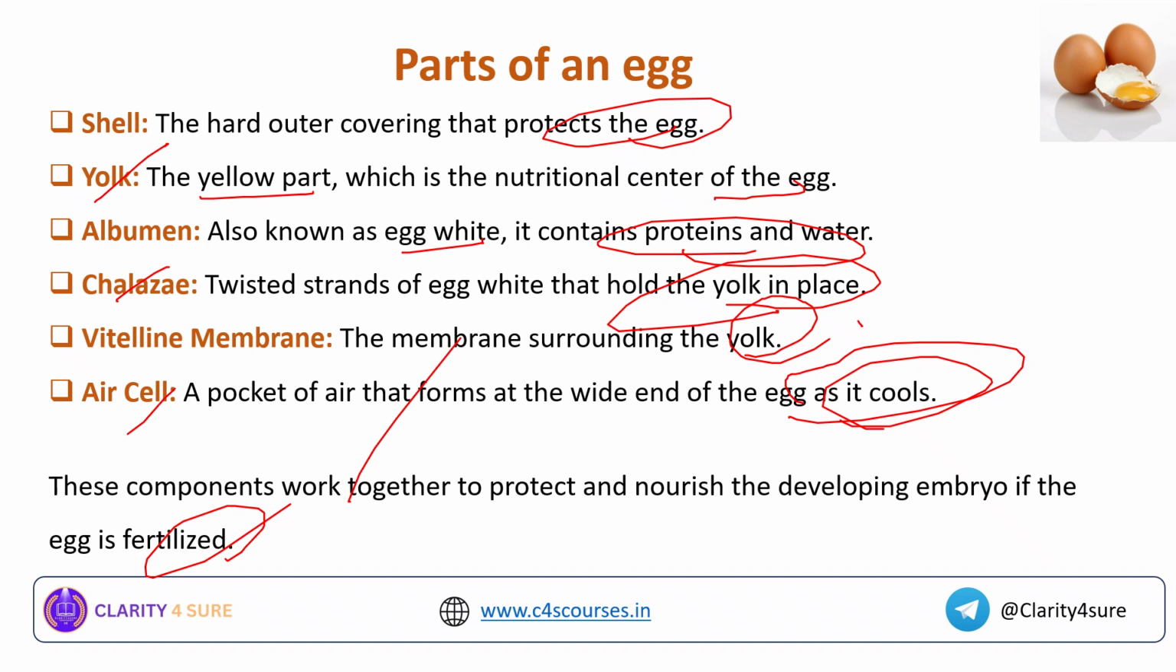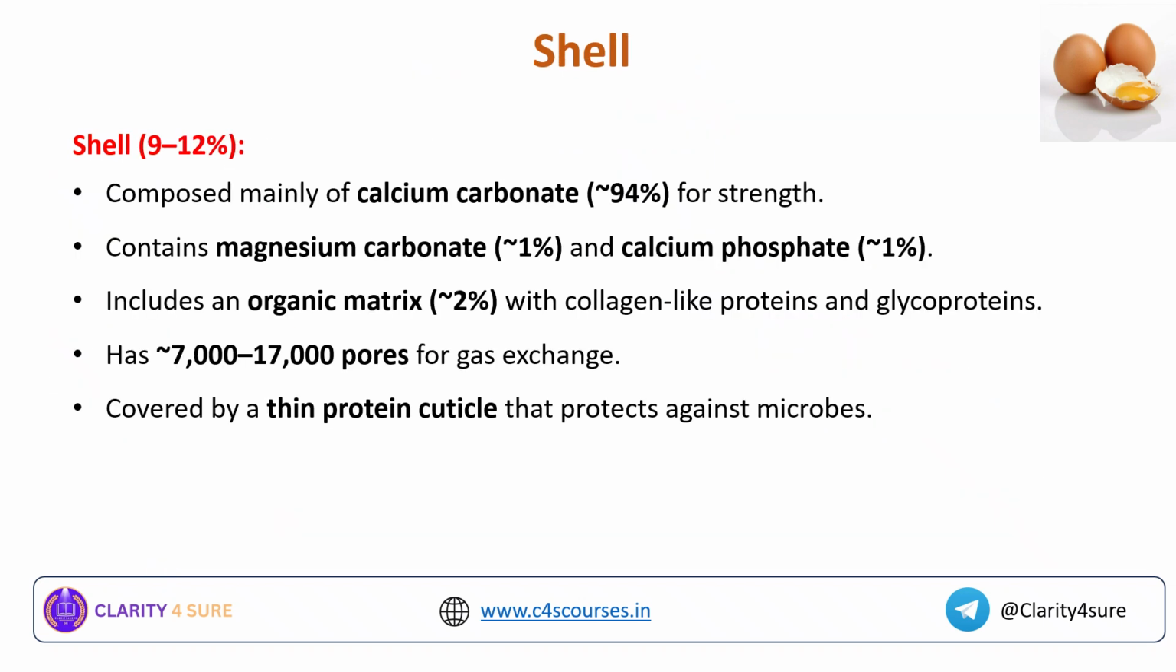Now we will try to understand each and every part in detail. Okay, so why am I going to discuss each and every part in detail? Because there are high chances that there shall be a question from this constituent of an egg. Okay, first constituent is the shell, which composes of 9 to 12 percentage of the total egg. It is composed mainly of calcium carbonate. This was your 2024 question.